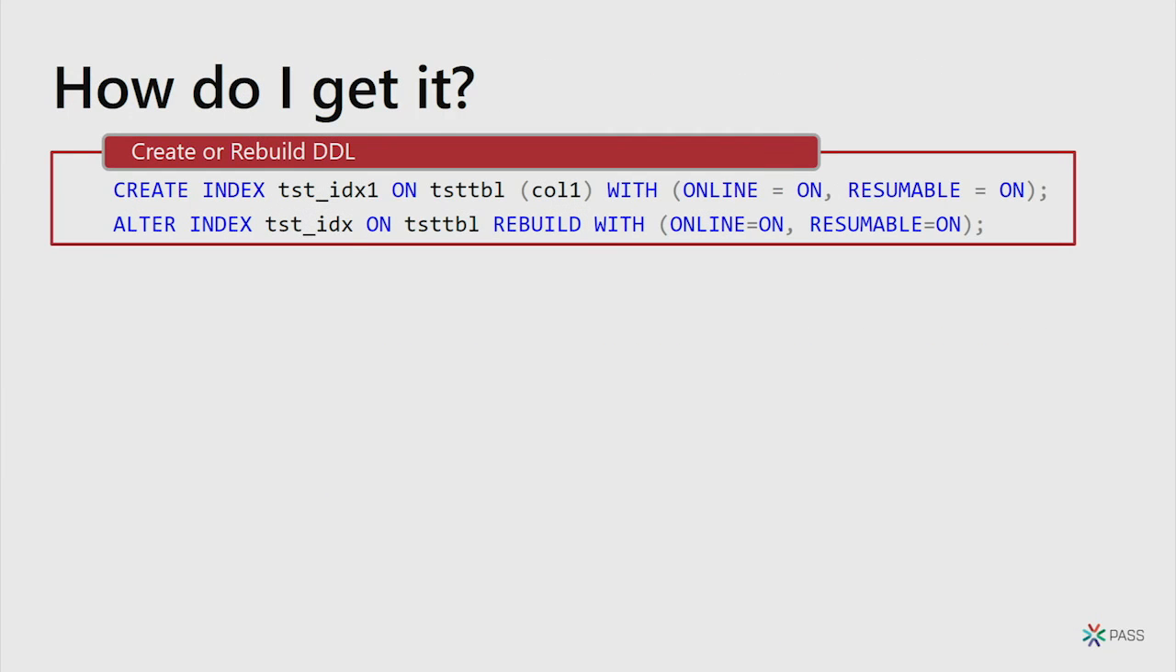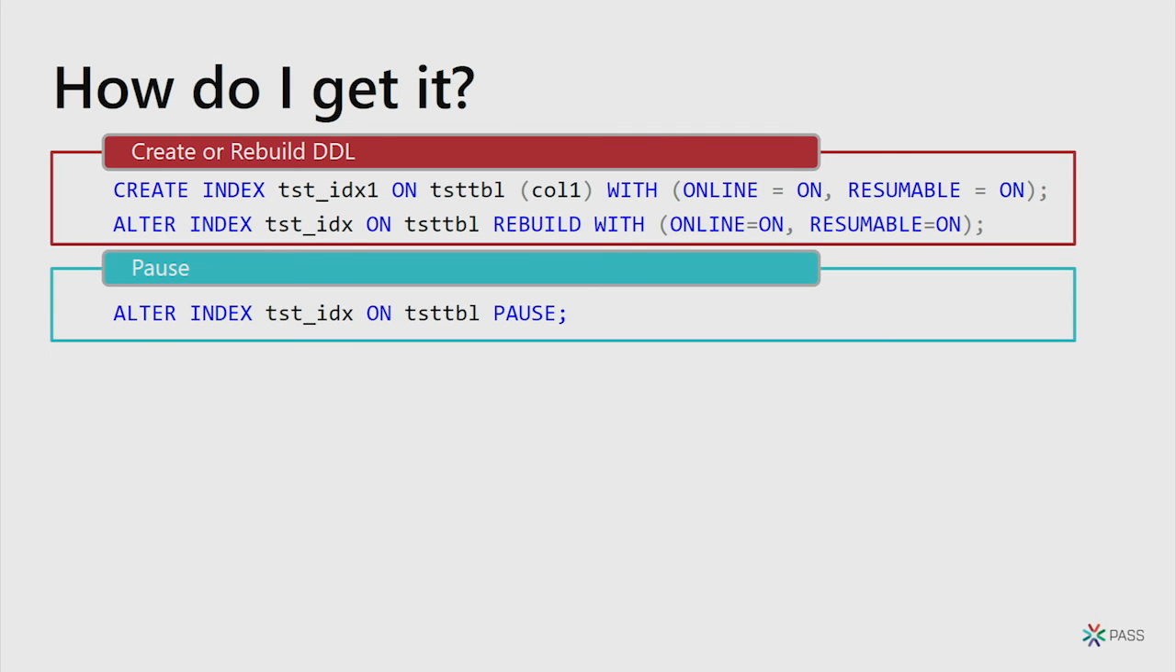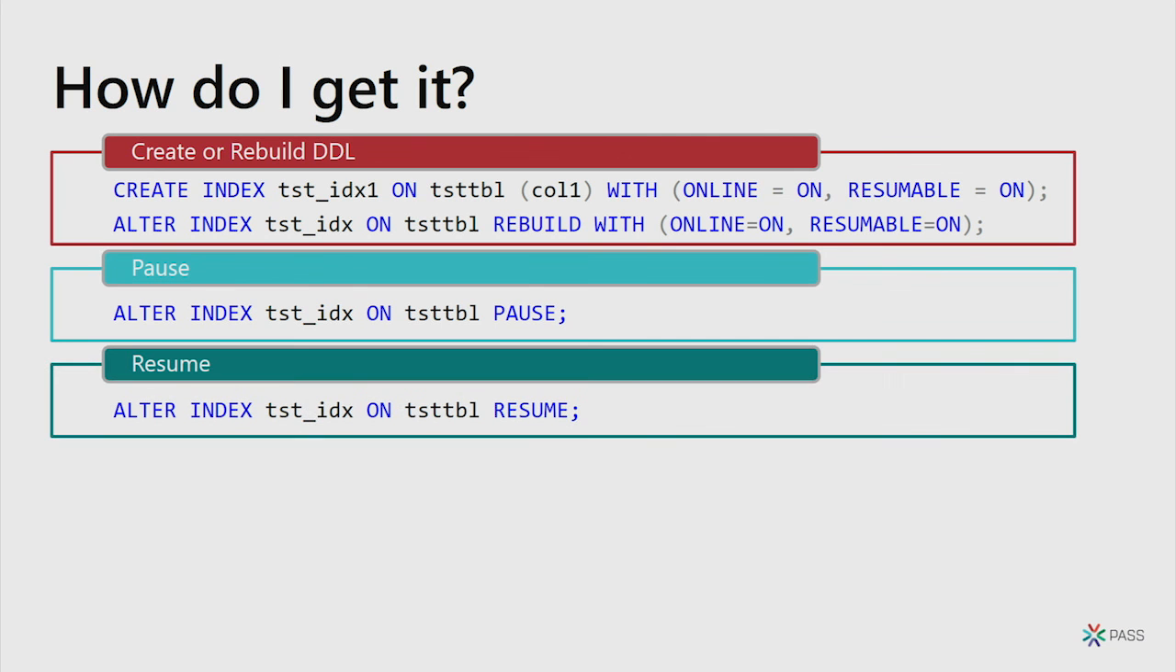Okay, so how do I get it? Create or rebuild DDL now you need to add online equals on and resumable equals on. Or for your alter syntax, same thing. Online equals on, resumable equals on. Pause: alter index, the index name, the table name, pause. Resume, the same, just use the resume keyword.